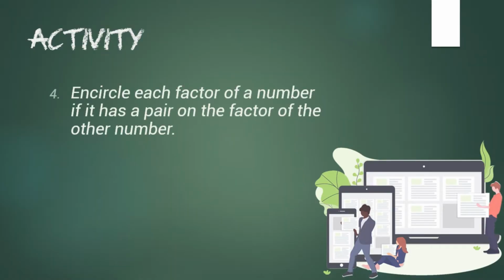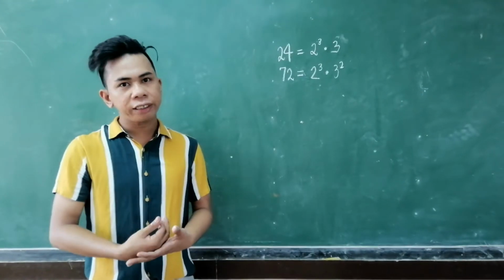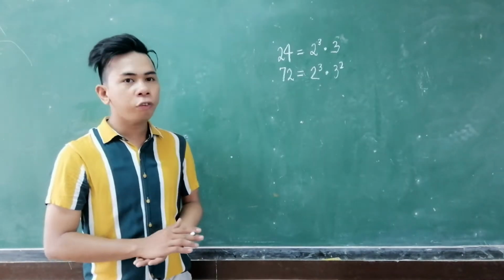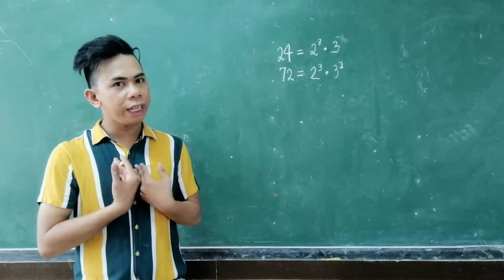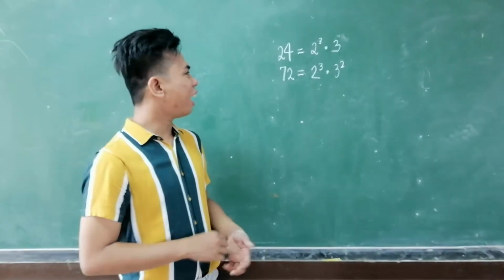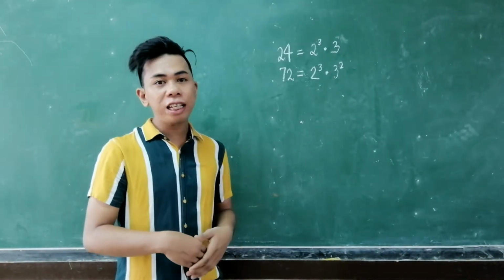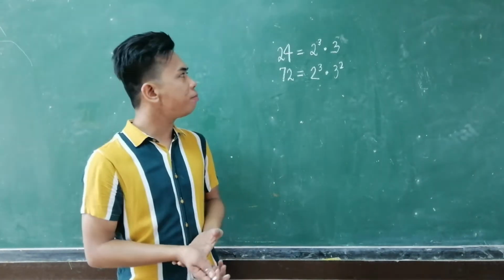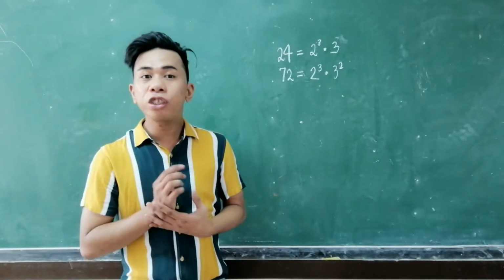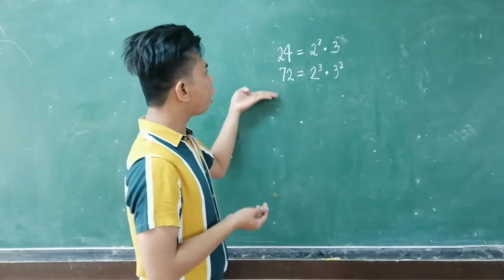Encircle each factor of a number if it has a pair on the other number. So let's check the factors of 24 and 72 in my case. As you can see, if those factors are the same number, encircle those numbers. So let's check my number.